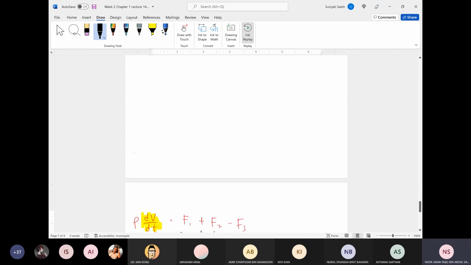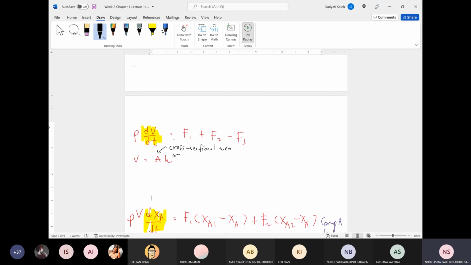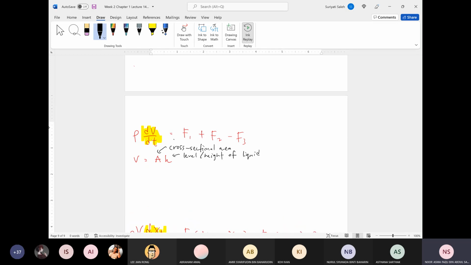So in this case, the volume can be represented by the area multiplied by H. H is the height of your liquid inside the tank, or sometimes we call it the level. Level or height of your liquid. So when you have V equal to AH, then this equation can be further extended.